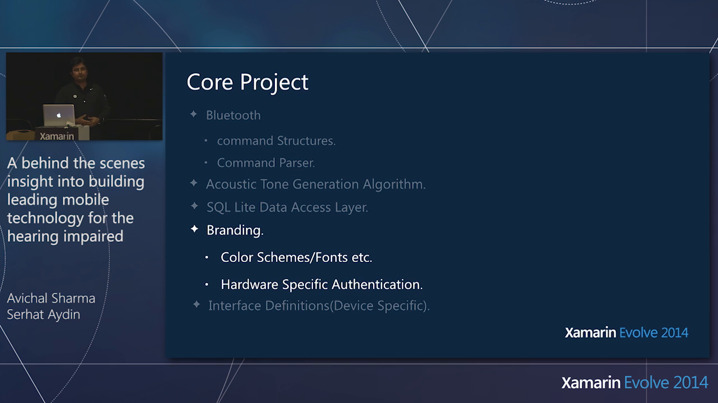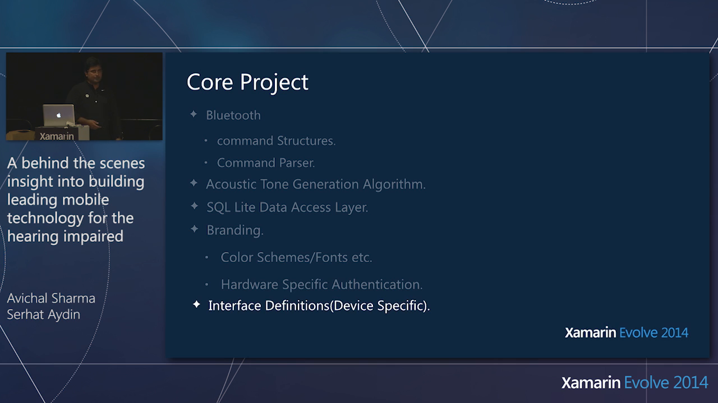Then there was branding. Now branding has to do with the color schemes and the fonts. The Siemens applications deal with different fonts and different kinds of color schemes. And also, there's something called hardware authentication. For example, Siemens sells these devices at different price points. So one functionality which is available for you might not be available for some other guy because he did not pay as much as you paid for it. So when you open the app, we actually do this authentication. We check the price points, and we give you the functionalities which you actually bought by giving the money. So all this stuff is also in the core project.